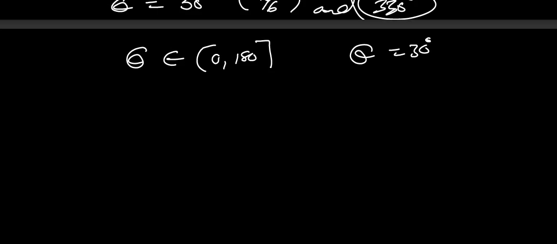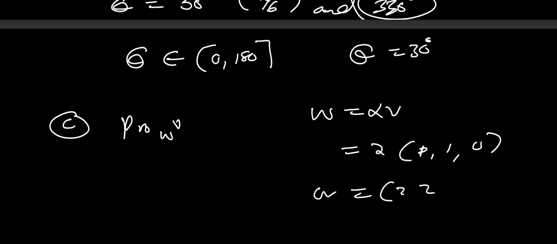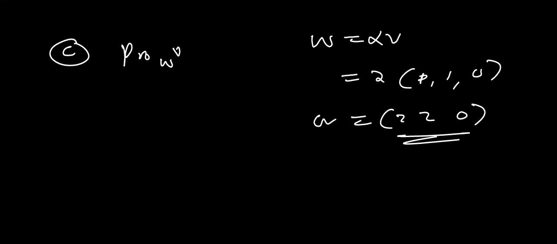Then the next question is asking for the projection. That's part C. We're projecting V onto W, where we know W is the same as alpha times V. So alpha is 2, and our V was 1, 1, 0. So W is 2, 2, 0. Now that we know the vector W, we can find the projection of V onto W.